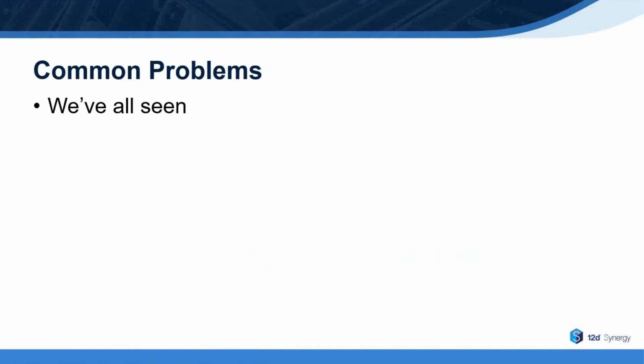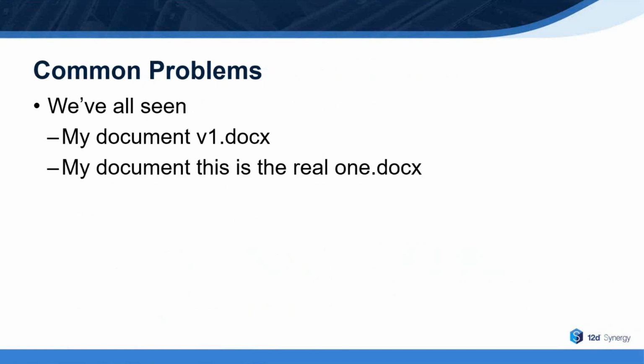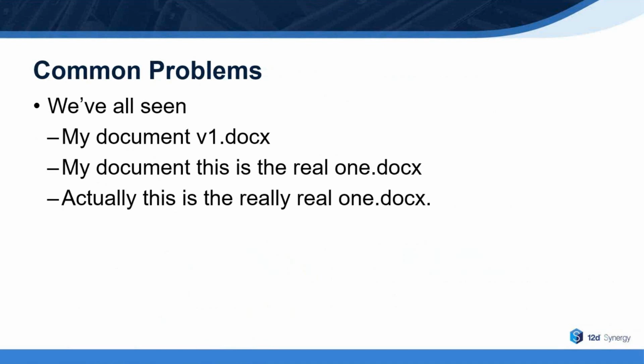So some of the common problems that we're trying to solve with 12D Synergy and these concepts of data management and project collaboration. First one is version control. So I'm sure you've seen things like, hey, my document version 1, or this is the real one. No, actually this is the real one, or draft, Rev A, Rev B, all those kind of great things.